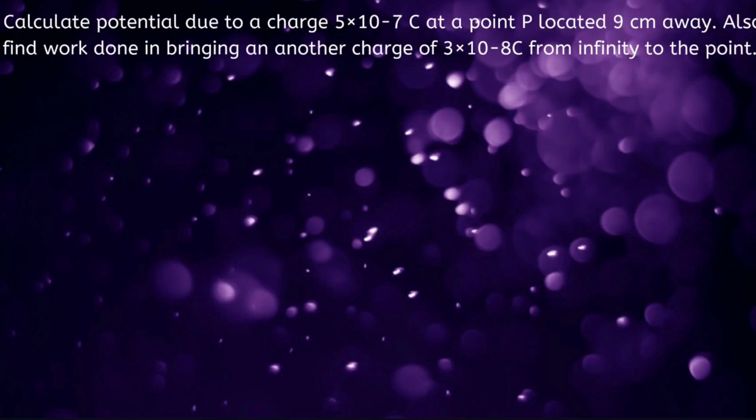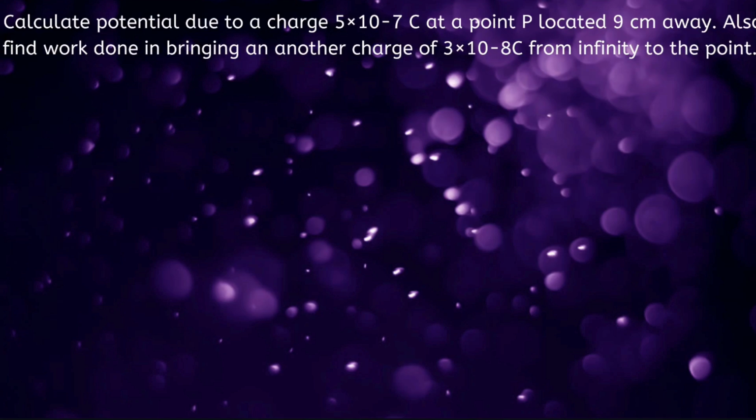It is: calculate potential due to a charge 5 into 10 power minus 7 coulomb at a point P located at how much distance? 9 centimeter away. There is a charge 5 into 10 power minus 7 coulomb, my dear, and we have to find the electric potential at 9 centimeter away. And also we have to find the work done in bringing a charge 3 into 10 power minus 8 from infinity to that point.